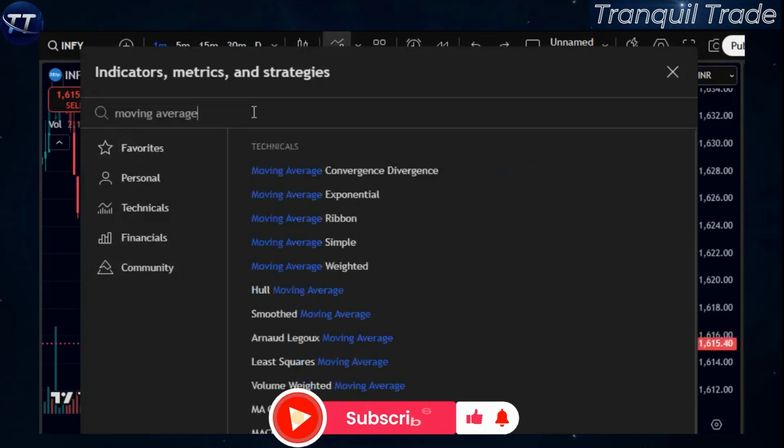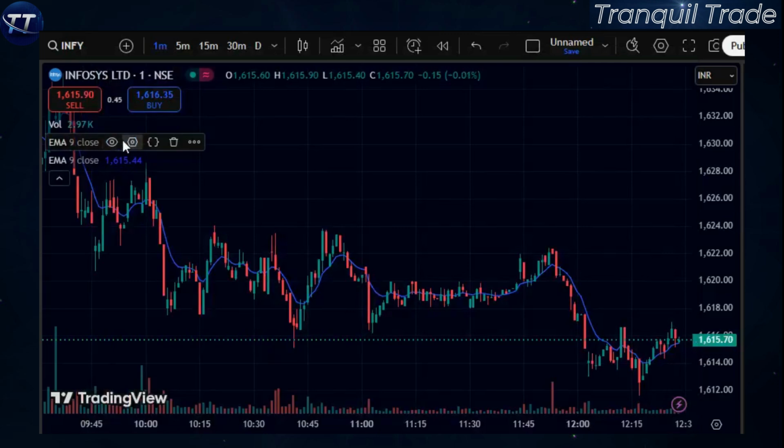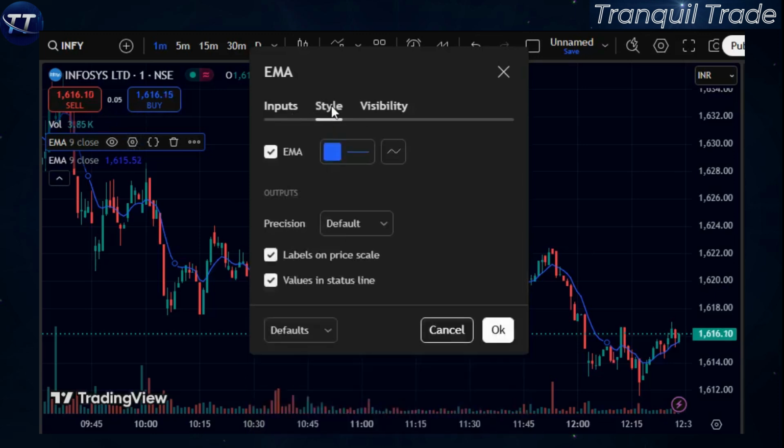Search for Moving Average Exponential. Click on the Moving Average Exponential twice in the indicator search. Open the settings of the first EMA by clicking on it in the chart or the settings icon. Change the length to 9. Customize the color and style if needed.